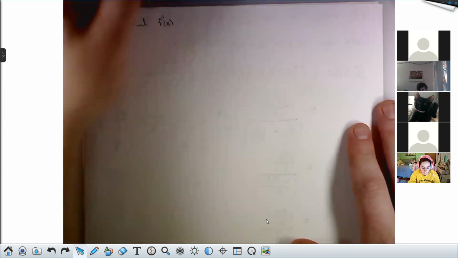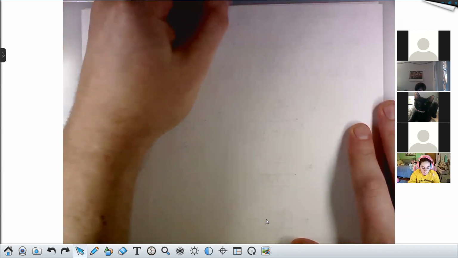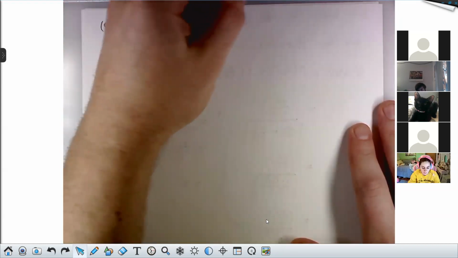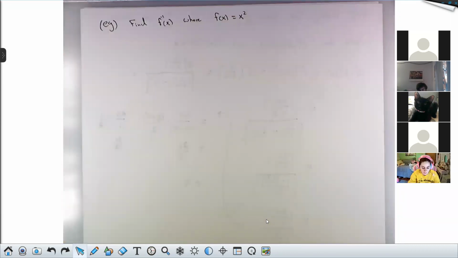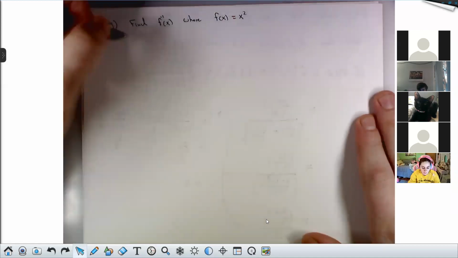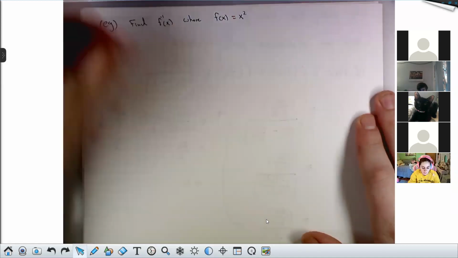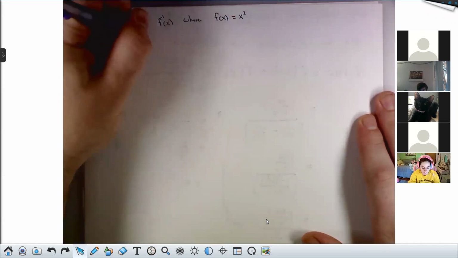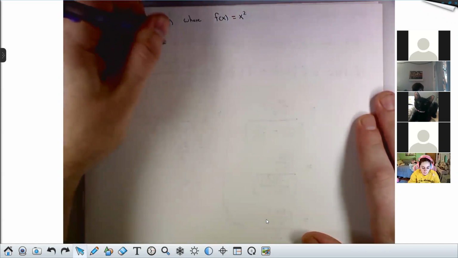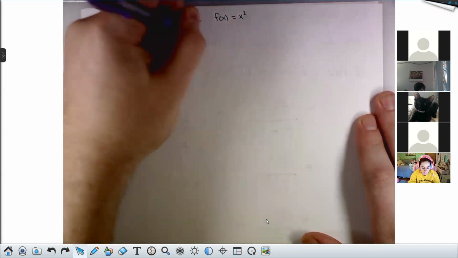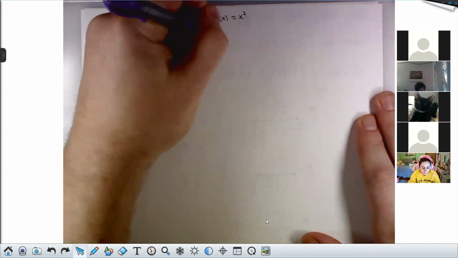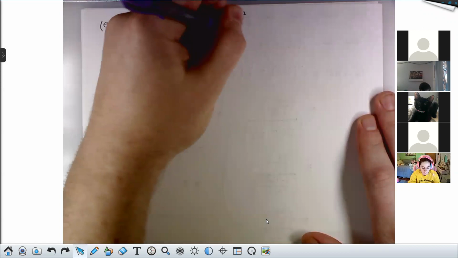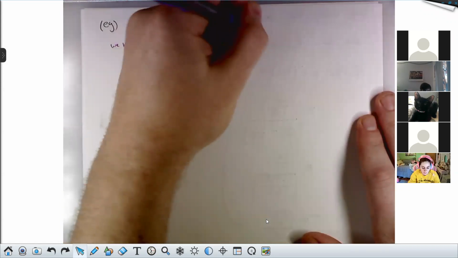Let's try to find the f inverse of x. I'm just going to take the classic example here where f of x is x squared. We know what the graph of x squared looks like. We know f is not one-to-one because the graph fails the horizontal line test.